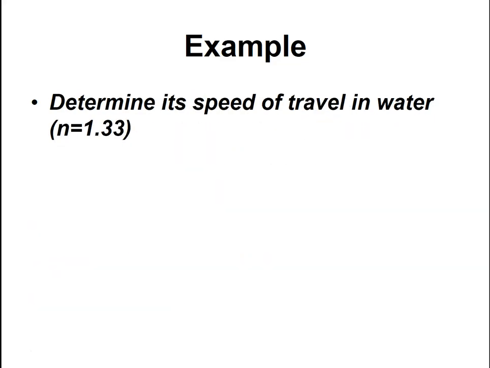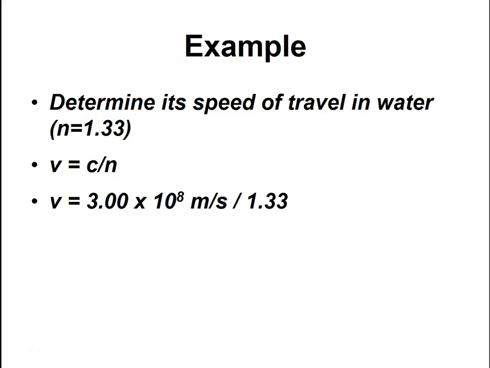Okay, second part of the question, let's look at it in water. We're going to be using our velocity equation with the index, v equals c over n. So we're going to have 3 times 10 to the 8th divided by 1.33, which is the index in water, and you get 2.26 times 10 to the 8th. So notice it is slower. Now it's still ridiculously fast, but it does slow down a little bit.